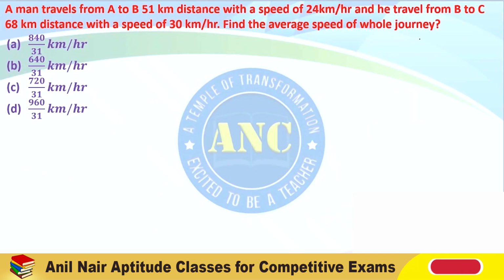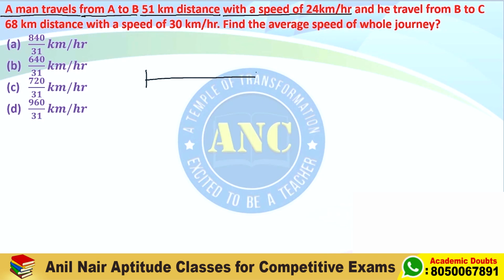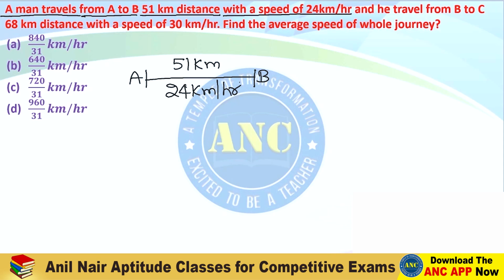Next question. Now see here, you will solve this question very fast. A man travels from A to B, 51 kilometer distance, with a speed of 24 kilometers per hour. A person is traveling from A to B. The distance is 51 kilometers and the speed is 24 kilometers per hour. First statement is absolutely clear.